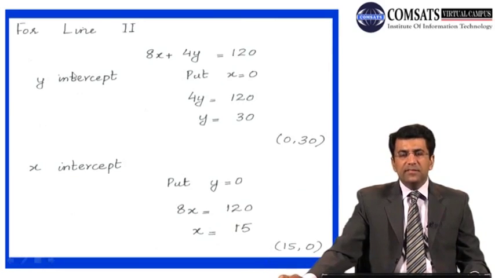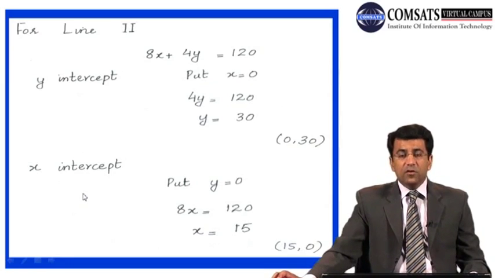Again, this is the second line equation. We have converted it into the equality. Putting x is equal to 0, we will get y is equal to 30. The point is 0, 30, that is the y-intercept. Again, putting y is equal to 0 in this particular equation, we get x is equal to 15. So the second point is 15, 0, that is the x-intercept. So now what we'll have to do, we'll have to draw these points on the graph.